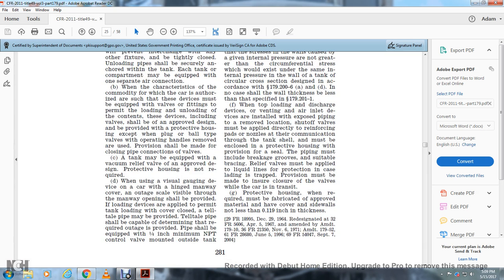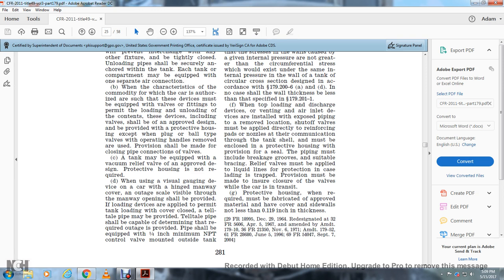When the characteristic of the commodity is such that the device must be equipped with valves and fittings to permit the loading and unloading of the contents, these devices, including the valves, shall be of approved design and be provided with the protective housing, except when plug or ball type valves or opening of the handle with removed are used. Provisions shall be made for closing pipe connections of the valve. The tank may be equipped with a vacuum relief valve of approved design.